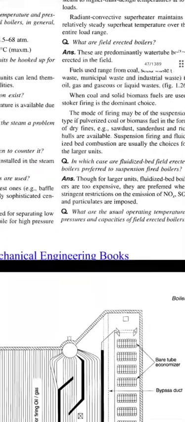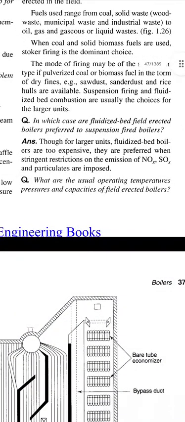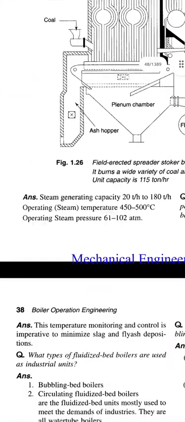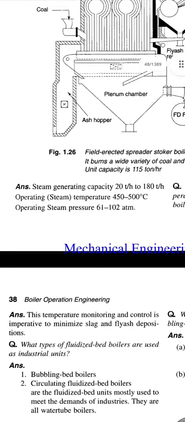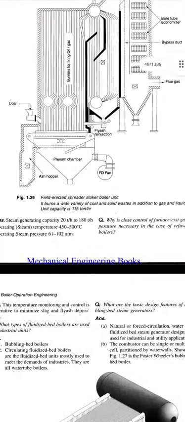The first question, what are the usual operating temperatures, pressures and capacities of field erected boilers? Answer, steam generating capacity is generally 20 ton per hour to 180 ton per hour. Operating temperature 450 to 500 degrees Celsius. Operating steam pressure is 61 to 102 atmospheric pressure.